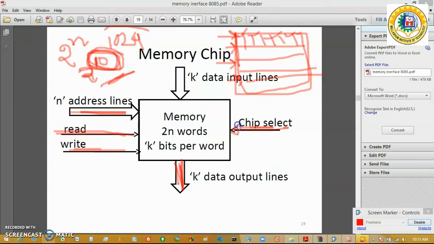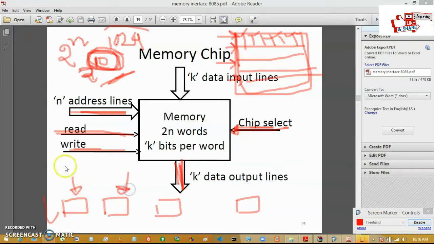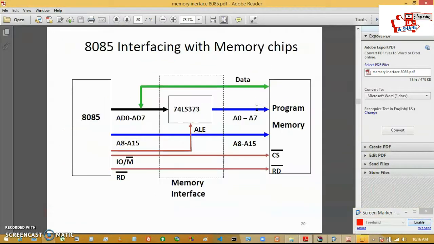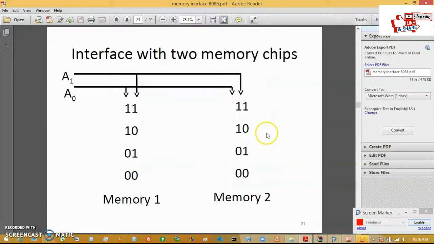The chip select line is required whenever we want to select a chip or not. If there is a microprocessor interface circuit with different types of memory, that means memory 1, 2, 3, 4 have to be connected, which memory we want to select will be decided by the chip select line with different logic circuits. So the chip select line is selecting the chip. Next, interfacing with the memory chip. Your address lines will be connected to the address lines of this memory, and the IO/M and the read signal are always connected with different logic to the memory.